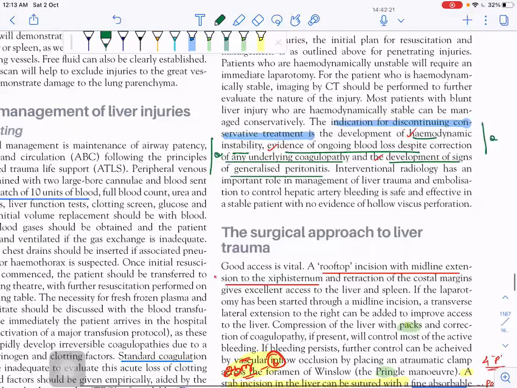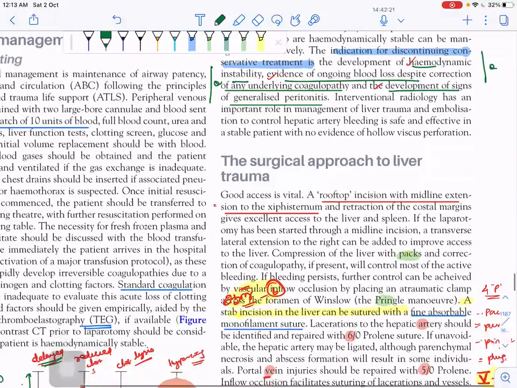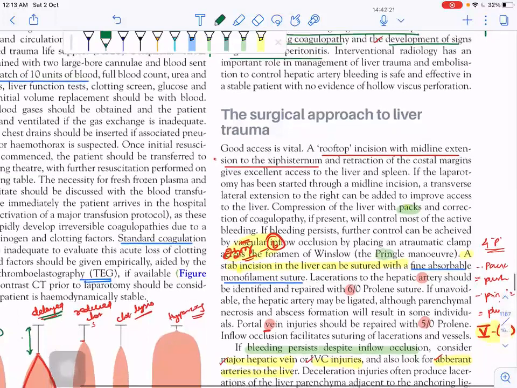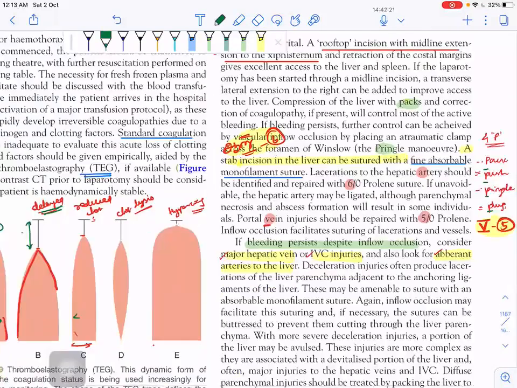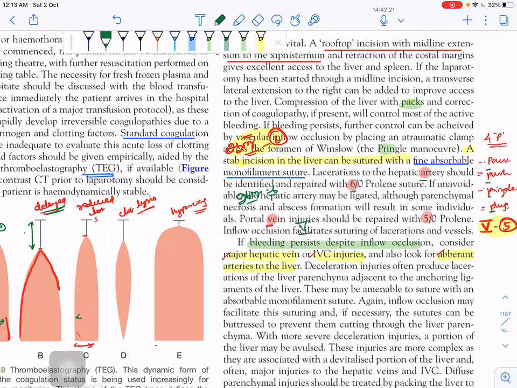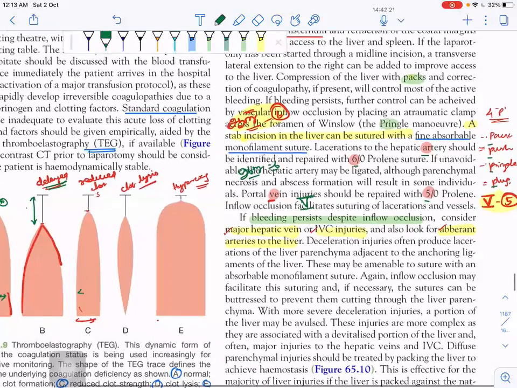Okay, so the surgical approach to the trauma, you have to know about the 4P: pack, push, Pringle, plug. They will ask that. For hepatic artery repair, you have to use 6-0 Prolene. Remember, artery, R is equal to 6, in Tamil R is 6. And the portal vein is the Roman letter V, 5. So vein is 5-0 Prolene and artery is 6-0 Prolene.